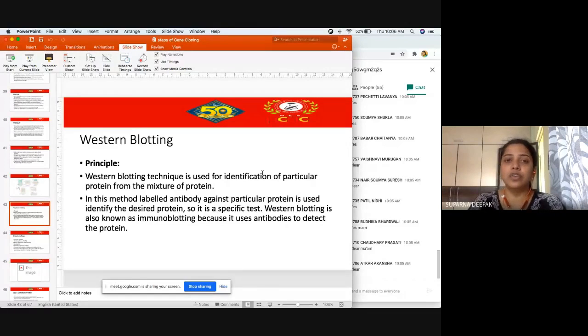Here you cannot use any probes, right? Because there is no sequence in this case. So here you have to use your antibodies, which are going to be specific, which can go and bind specifically to your antigen or your protein of interest, right?